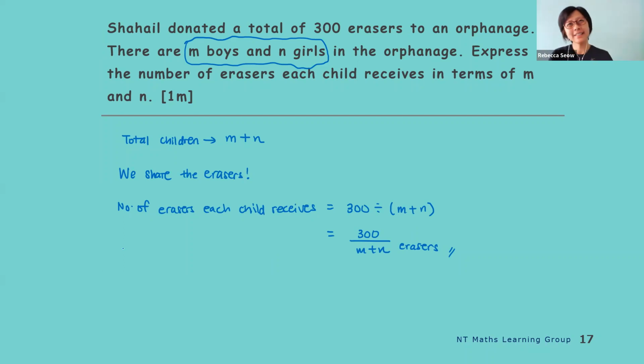So for questions like this, we have to always ask ourselves, when it's division, what is to be shared? The item to be shared is always in the numerator. If not, we are finding something else. Okay, I'm going to move on to the next one. We have 2 more questions.